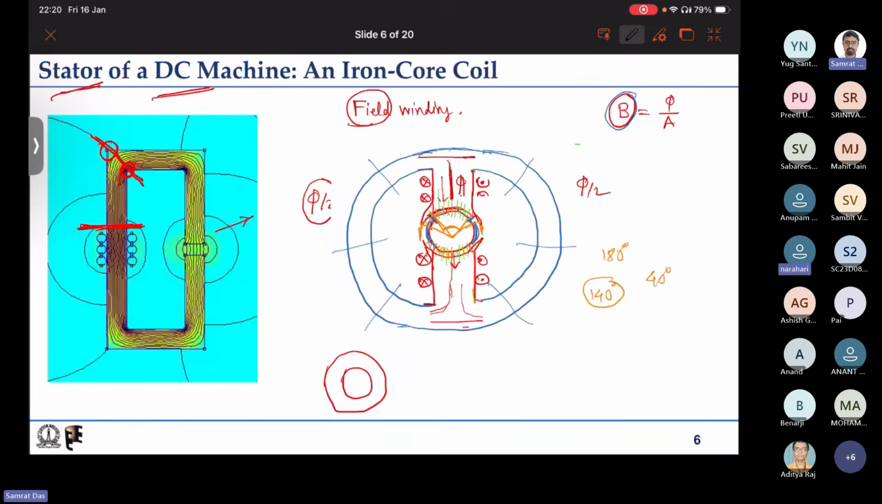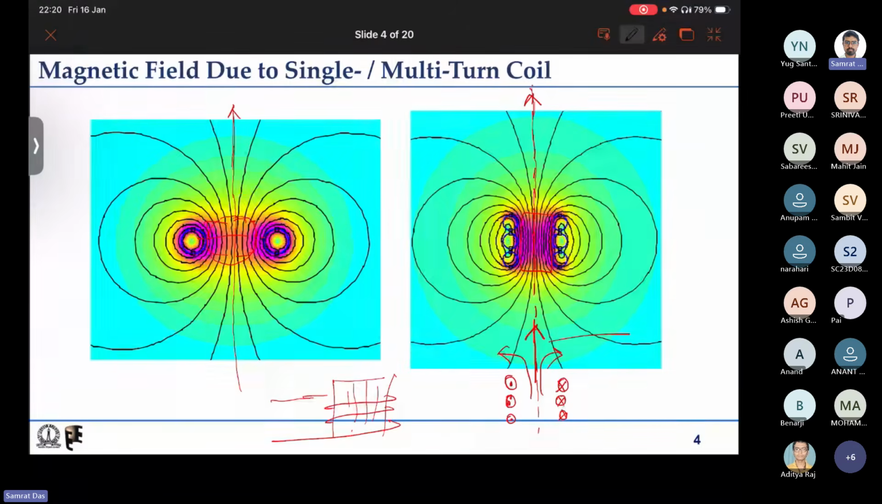I told about the magnetic field axis. If we have a coil, then what do we mean by the axis of a magnetic field? The axis is an imaginary line such that none of the flux lines are actually crossing it. That is what we mean by the axis of a magnetic field.